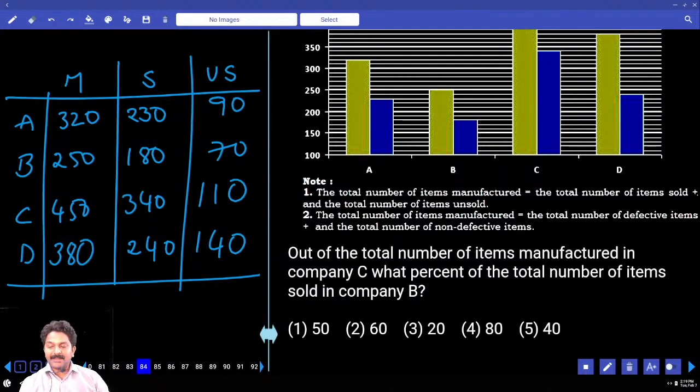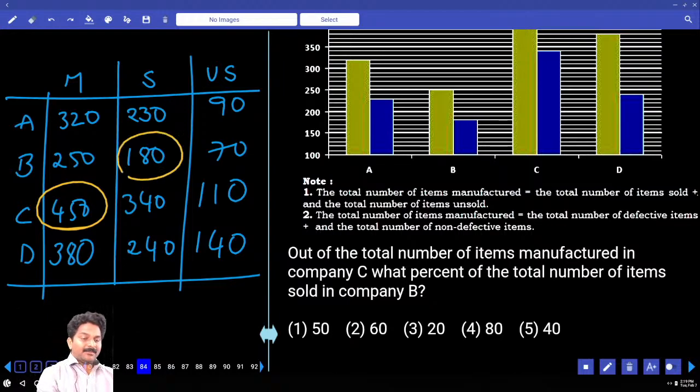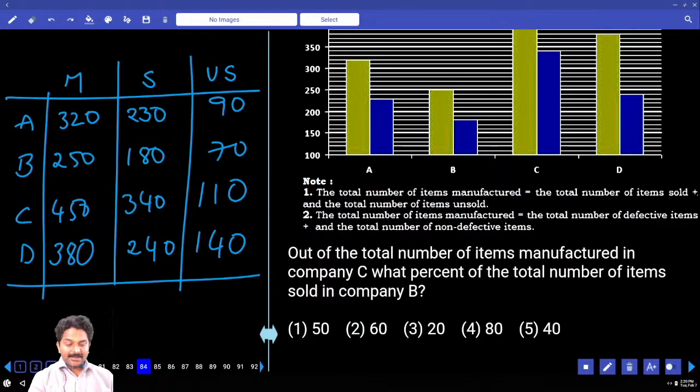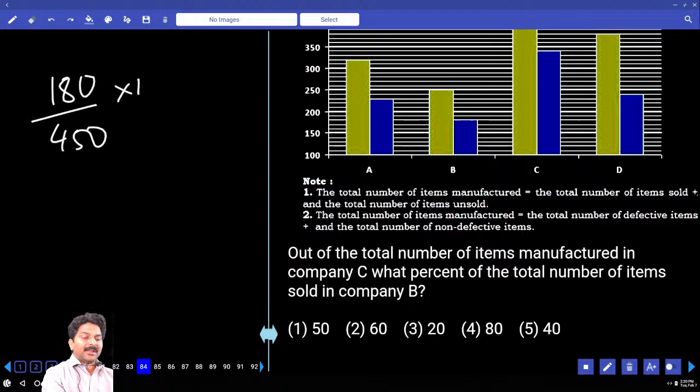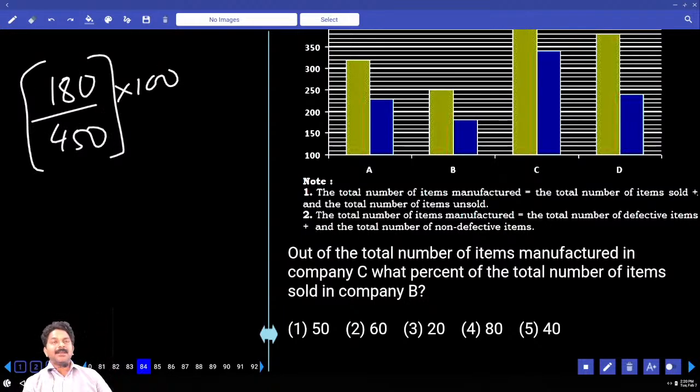Out of the total number of items manufactured in company C, 450, what percent is the number of items sold in company B? Sold in B, 180. Now the question is, 180 is what percent with respect to 450? Correct? What is 10% of the denominator? Double? Double? 10% double meaning?